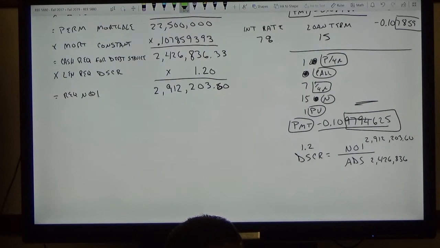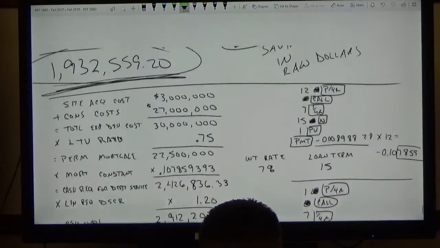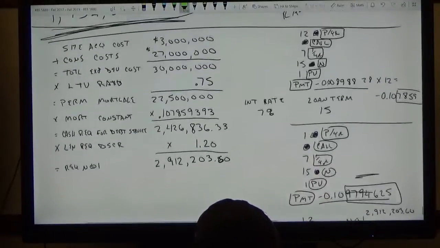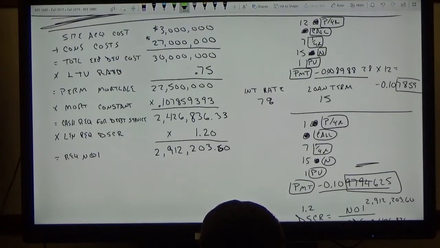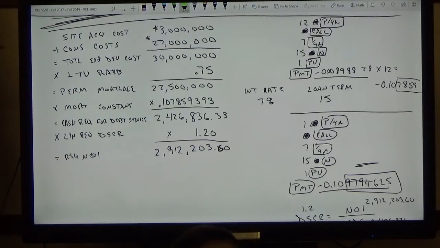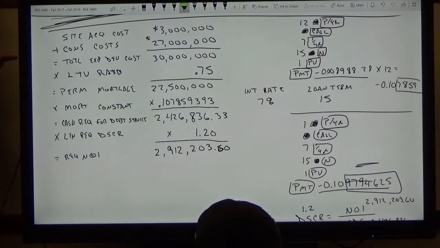Okay? Everybody good? So does everybody understand the logic of what we're doing? But once again, we're working backwards in this case. We're not working backwards, we're working sort of forwards in this case, saying, all right, here's how much we're paying for the site, here's our construction cost, here's our total expected development cost, loan-to-value ratio, get our permanent mortgage, here's basically what we need for annual debt service, and then here is what we need at a minimum of net operating income in order to satisfy all these conditions, okay?